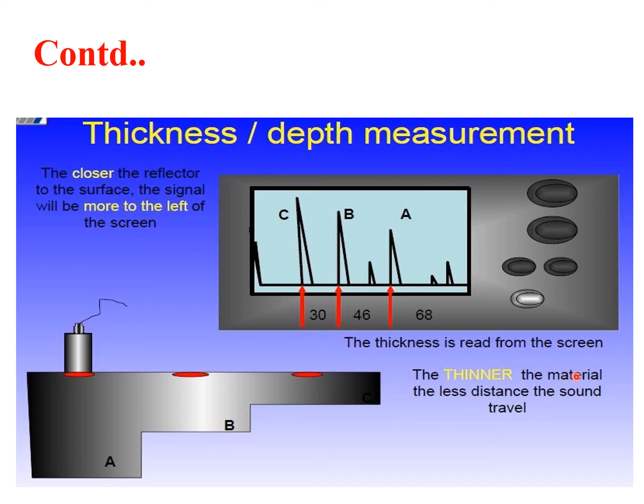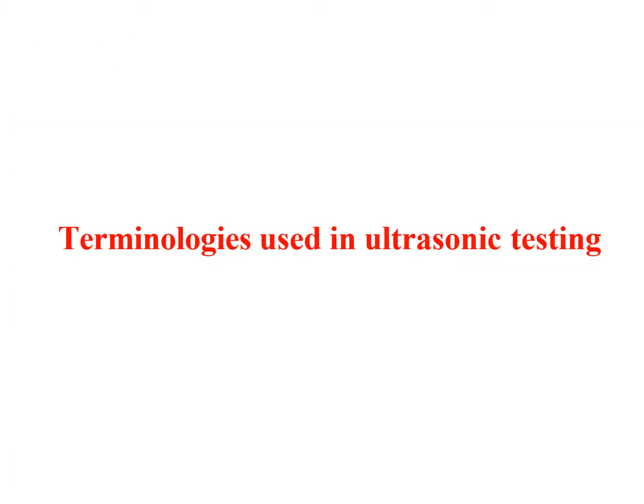So the thinner the material, the less distance the sound has to travel, and the peak will always shift towards the left. That is what is shown here. The closer the reflector signal is to the surface, the more the signal will be towards the left of the screen, which indicates the lower thickness. This can be used to inspect materials that need not have uniform thickness.